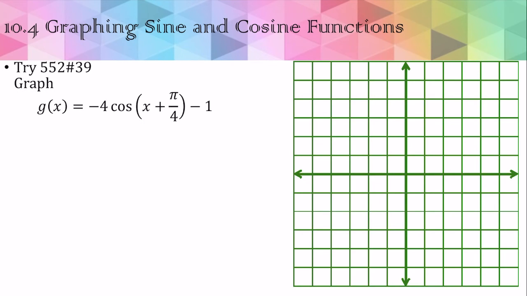All right, why don't you try number 39? Pause it. The amplitude is 4. And it's negative, so it's reflected upside down. Our midline is y equals -1.